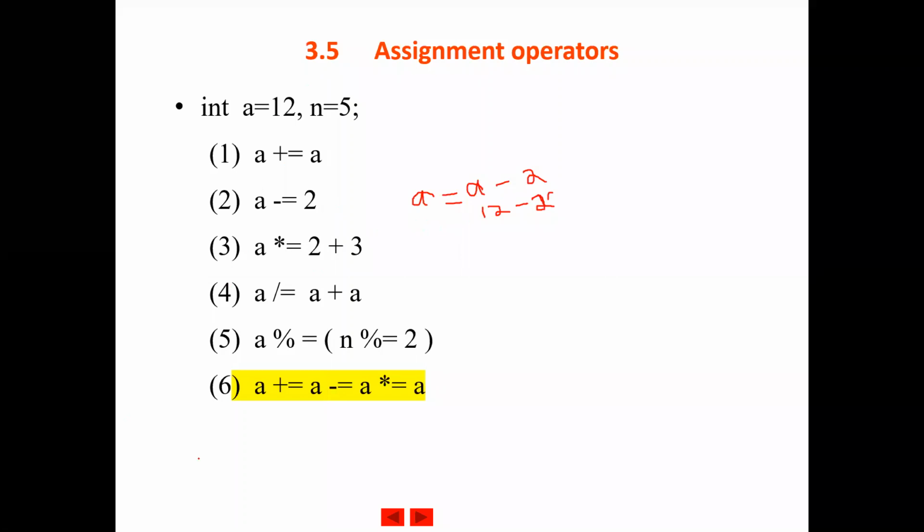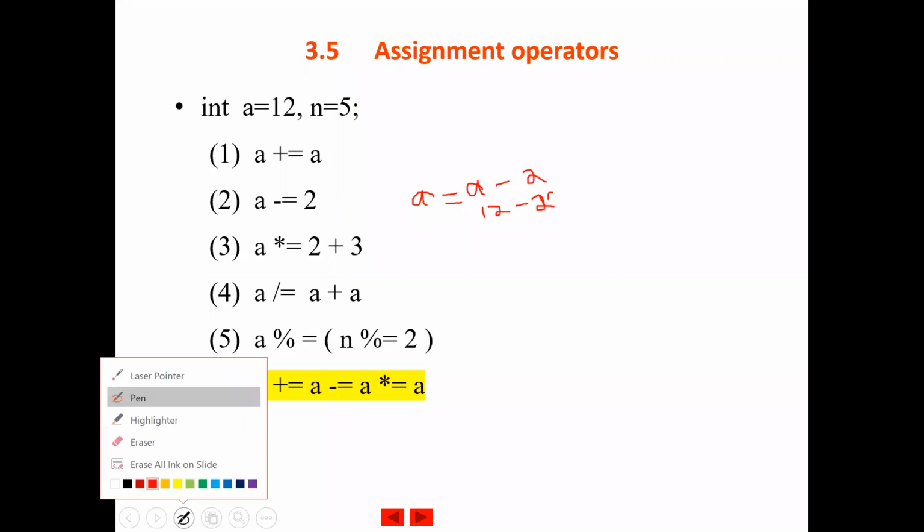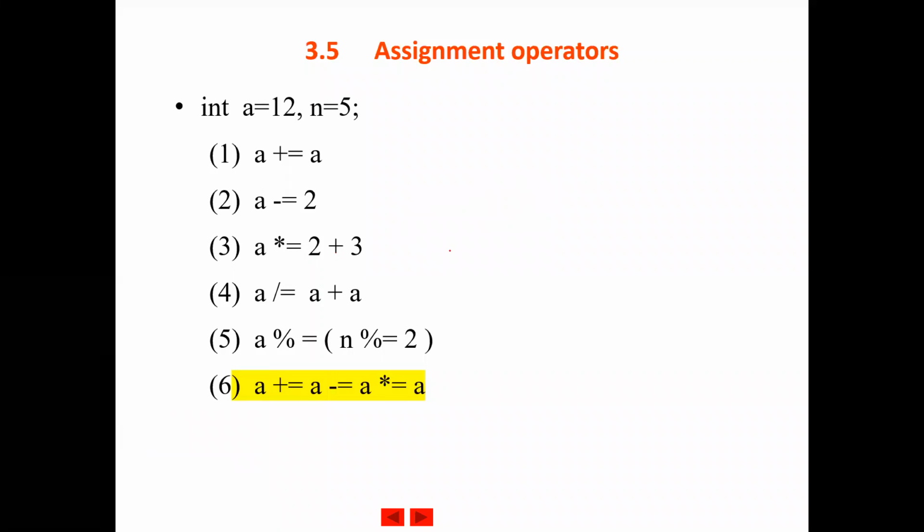Next one. If you want to solve in an easier way, you can first substitute A star equal to what is 2 plus 3? 2 plus 3 is 5, right? So write it in this way. And now expand the shorthand.